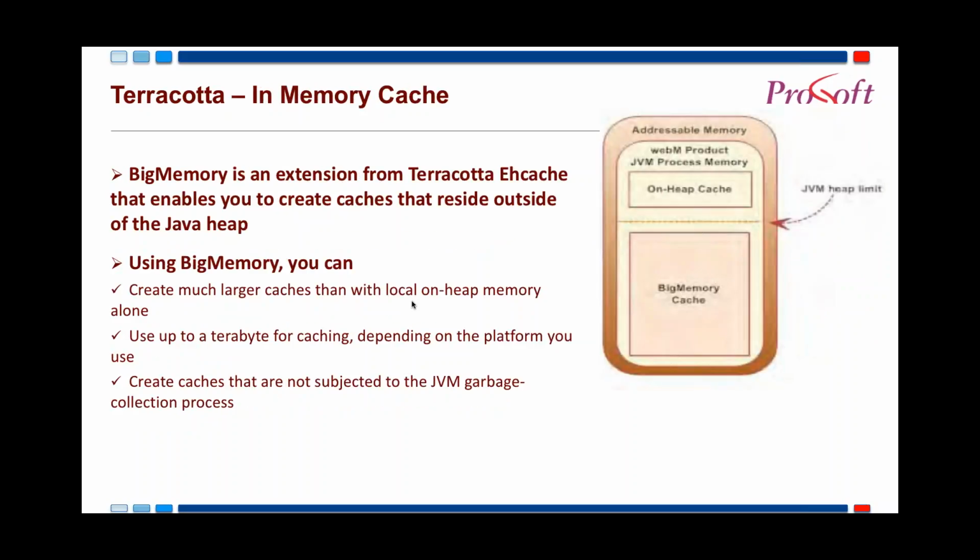Basically, the Terracotta in-memory cache resides off-heap, and we can create much larger caches than with the local on-heap memory. We can use caching on the order of terabytes, and again, this is not subject to JVM garbage collection, which improves the performance of accessing the memory.